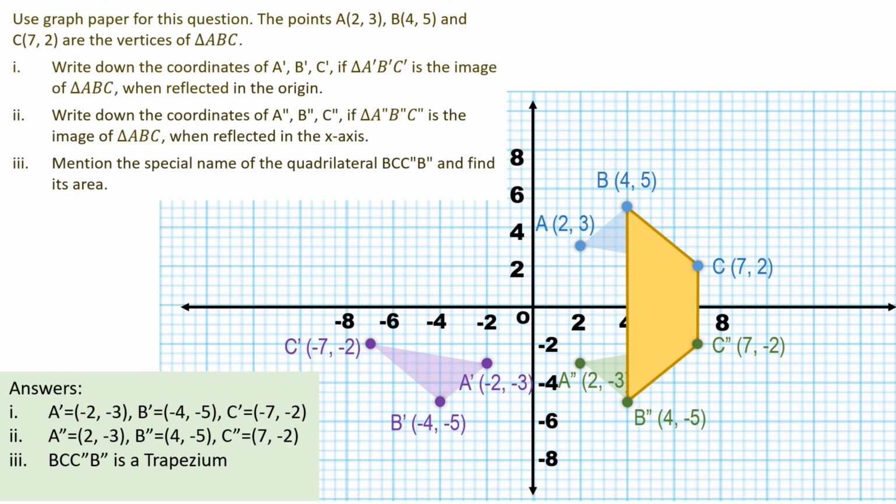So we know the area of trapezium is given by the sum of parallel sides multiplied by its height, or the distance between the parallel sides, divided by 2. So here the parallel sides are 4 units and 10 units, and the distance between them is 3 units. So 4 plus 10, 14 times 3, 42, divided by 2 gives the area as 21 square units.